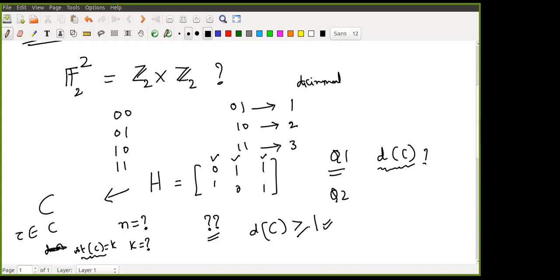Done. Now I'll go two columns at a time. If I take two columns, are they linearly independent or not? These two columns, linearly independent or not? First and third, linearly independent or not? What is your answer? They are. But how do you check they are linearly independent or not?